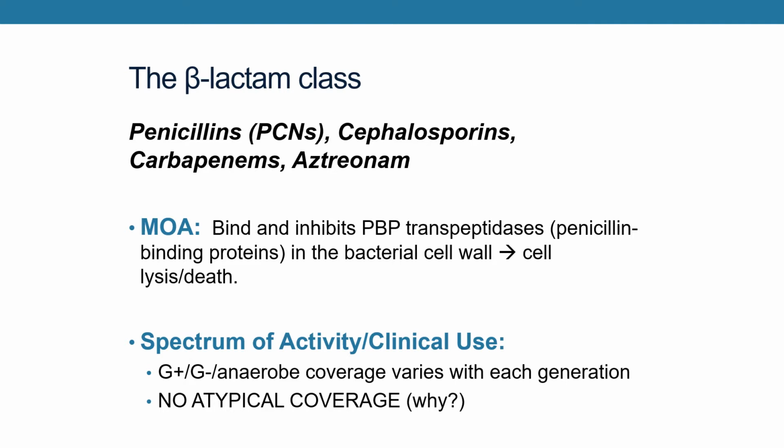They work by inhibiting the penicillin binding protein transpeptidases, which in turn causes cell lysis and death. Now, this mechanism gives all the classes something in common, which is that they lack atypical coverage, and that is because atypical organisms lack a cell wall, so it makes sense that these classes wouldn't be affected in that case. Their spectrum of activity includes gram-positive as well as gram-negative organisms, and the scope of this varies widely between each class and generation, which we will get into a little bit more as we dive into each class.